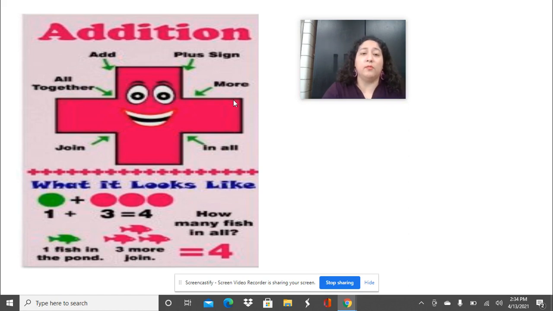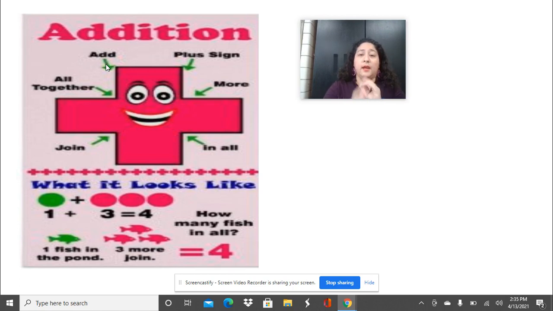Okay. Another word would be more. So if I say I have 3 grapes and then I get 2 more, how many do I have in total? More will mean that you're adding again. So we're going to have to count them all together. 1, 2, 3, 4, 5. I have 5 grapes. Okay. And also the other word would be add. So if I say I have 1 ball and then I add another ball, how many balls do I have? Well, I have 1 and 2. I have 2 balls because I'm adding them together.